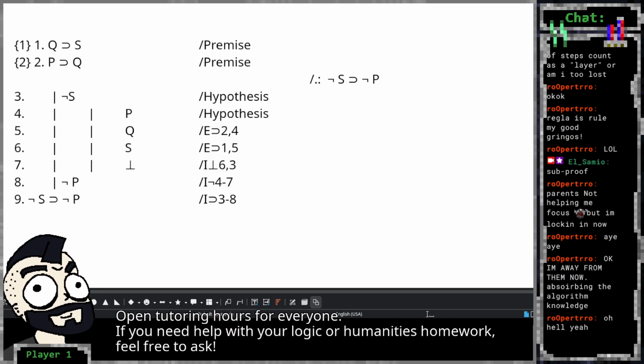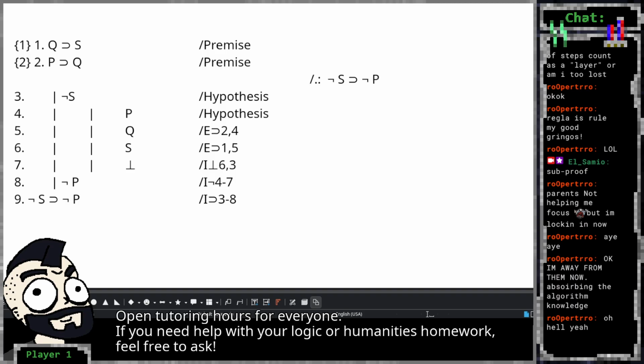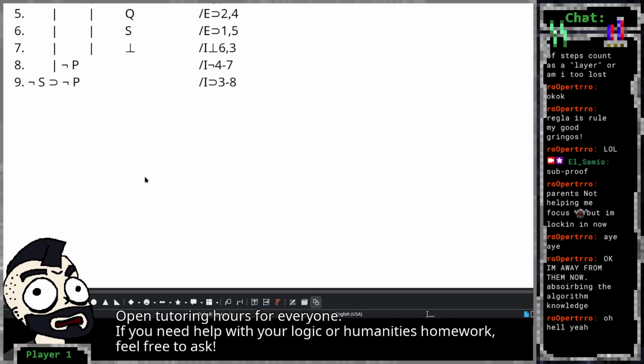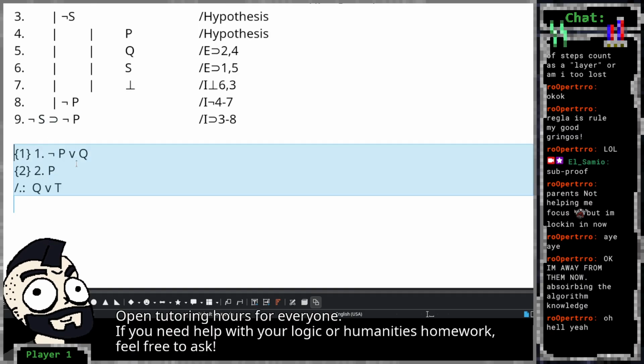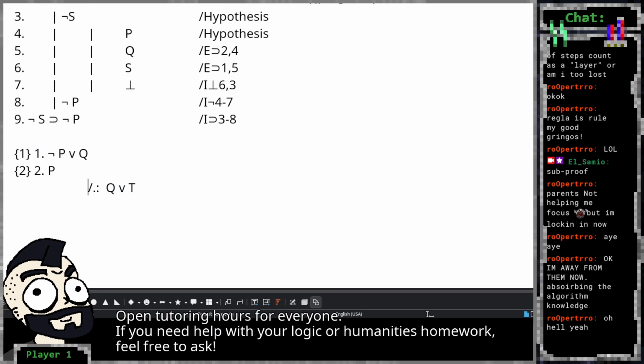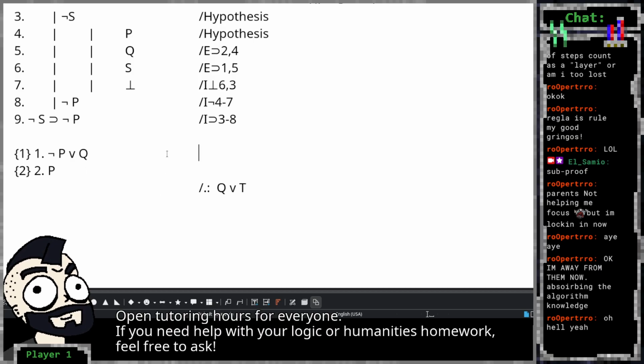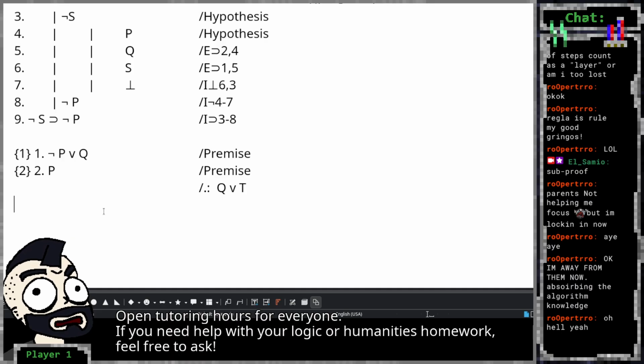Let's look at another exercise which might be interesting. Formatting woes. Let me move this over here. This is justified by being a premise. This is also a premise. Now, I want to reach Q or T.